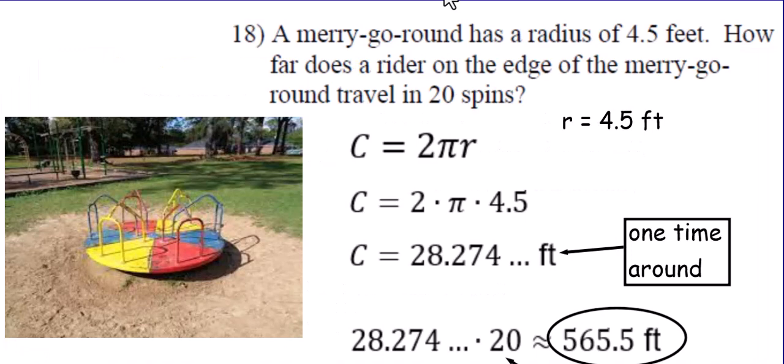All right, taking a look at question number 18, let's read what this question says. A merry-go-round has a radius of 4.5 feet. How far does a rider on the edge of the merry-go-round travel in 20 spins? So this is a lot like our last question. A merry-go-round is round. It looks like a circle, of course. So we need to think about whether we're talking about the circumference or area. But like the last question, if we're riding on the edge of the merry-go-round, we're talking about circumference because we're looking at the distance around the outside of a merry-go-round.